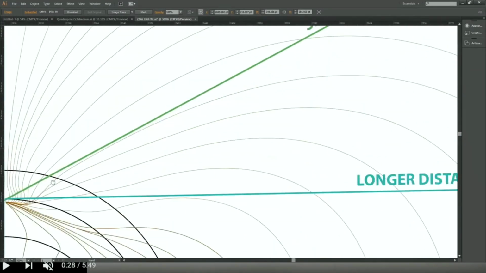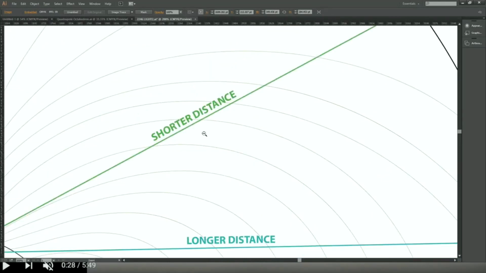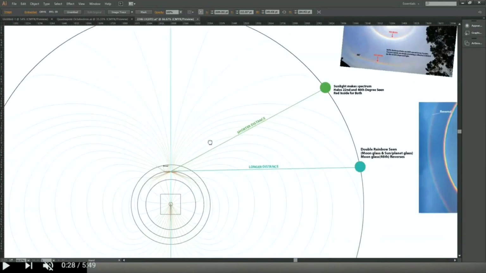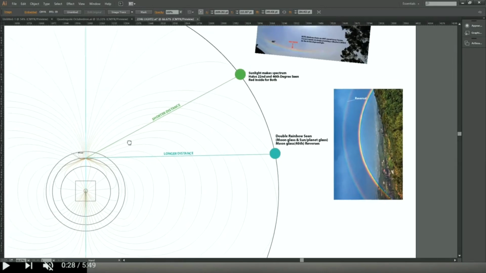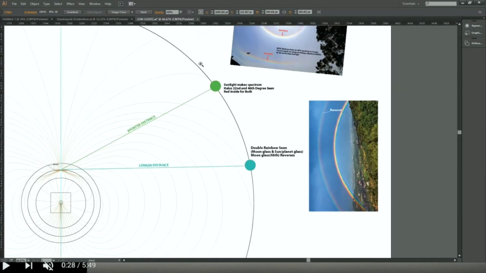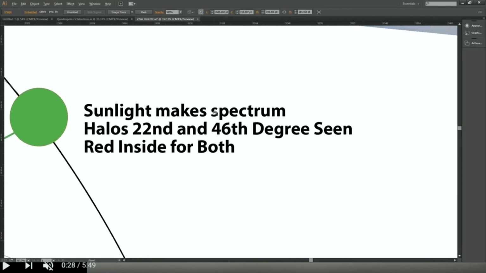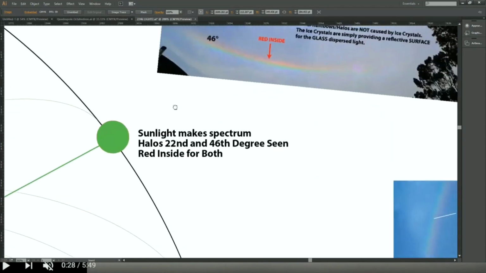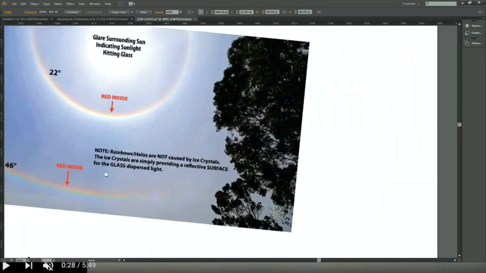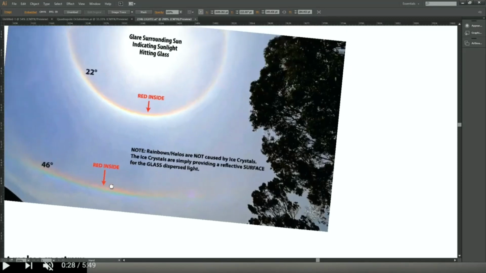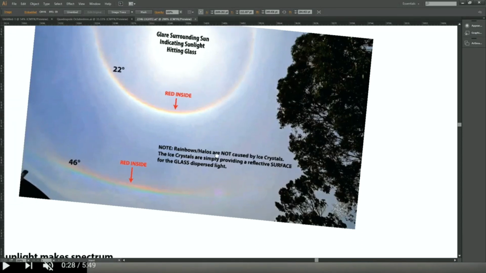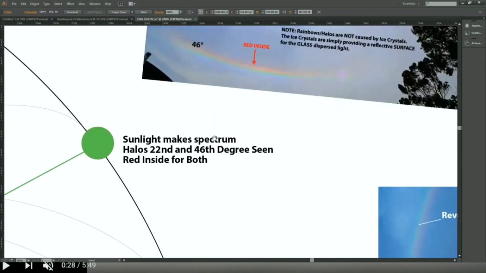Okay, and so on this right side over here, you see the green line and the blue line. You have a shorter distance line for the green and longer for the blue. And so you'll notice that the green, somewhere in Earth, the sunlight's going to make a spectrum and halos, and well, both halos, 22nd and 46th, are going to be created. And the red is going to be on the inside for both. So I put a little picture here showing you that 22nd degree halo, yep, the red's on the inside, and the 46th, the red is on the inside like that. Okay, so that's what's going on there.